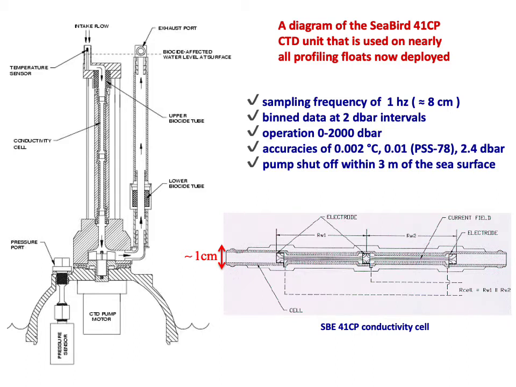The lower diagram there shows the conductivity cell, and you can see the cell has a diameter of about 1 centimeter. Measuring the conductivity is like measuring the electrical resistance in this cell, and if there's any coating in there at all of biology or films or anything, it will change the electrical resistance and the conductivity and give us erroneous salinities. So it's important to keep that clean, and that's what the biocide is designed to do, is to kill anything that might grow in there.